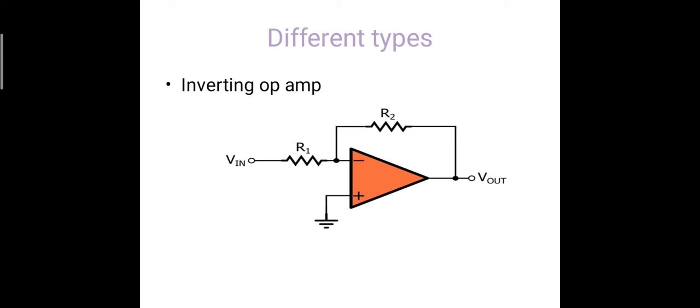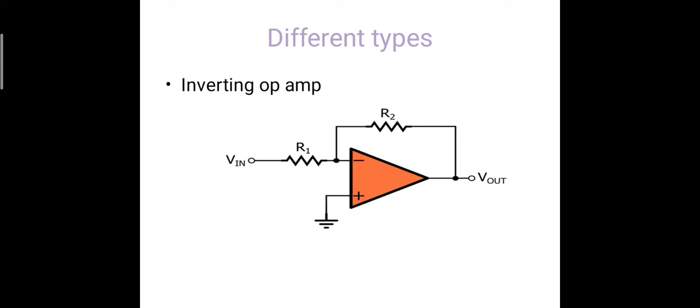Then, what are the different types of op amp? Based on the input provided, we classify op amps into two basic types, namely non-inverting op amp and inverting op amp. If the input is given to the inverting terminal of an op amp, we call it an inverting op amp. The output in the inverting op amp is out of phase with respect to the input by 180 degrees. That is, if the input is given as a positive value, the output will be a negative value.